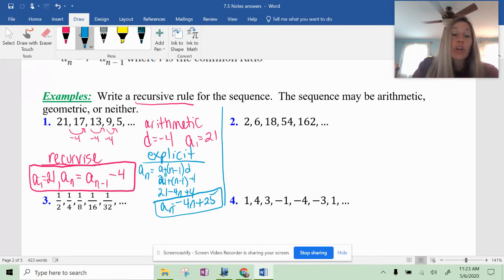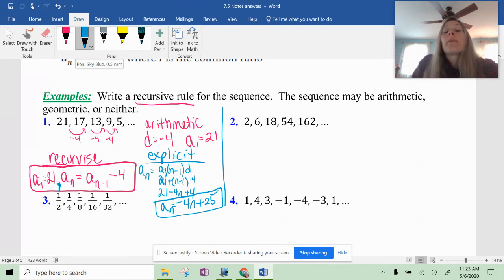Now, if I'm doing the recursive rule, however, because it's based off of a sub n minus 1, I have to know what that a sub n minus 1 is. So you have to give the person something to start with, which is why we put the a sub 1 on the outside, because it's not factored into the actual rule. So that's how you would do the two different ones.